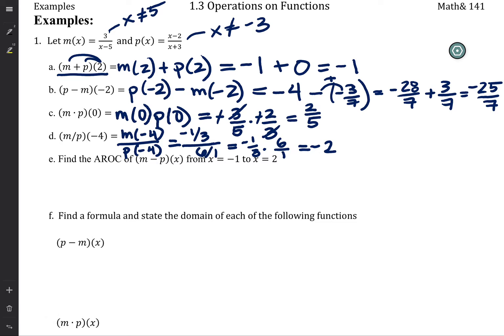I also have here that we should calculate the average rate of change of m minus p from x equals negative 1 to x equals 2. So remember, the way that looks is you take your function, which in this case is m minus p.